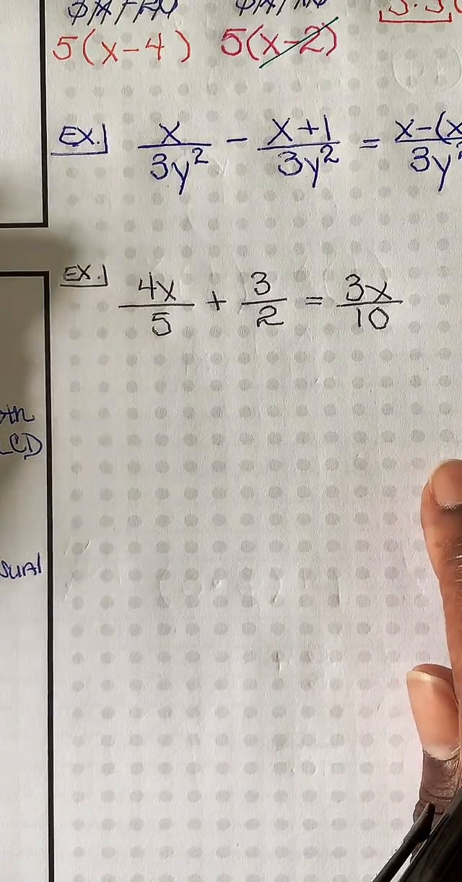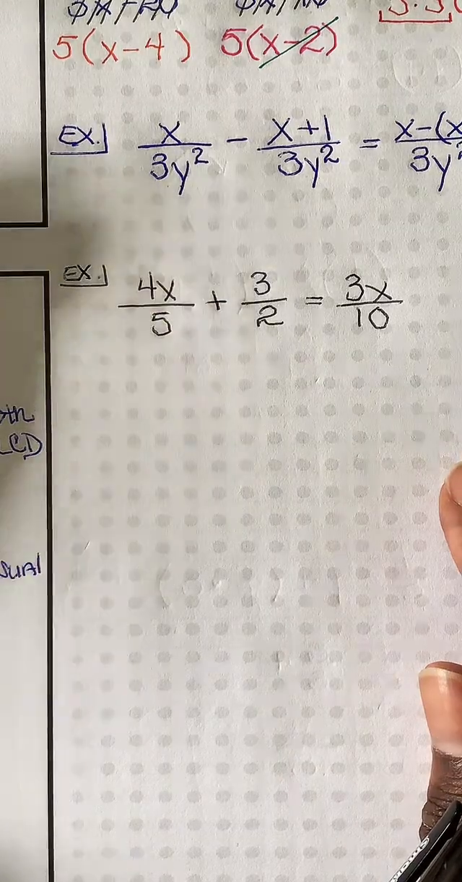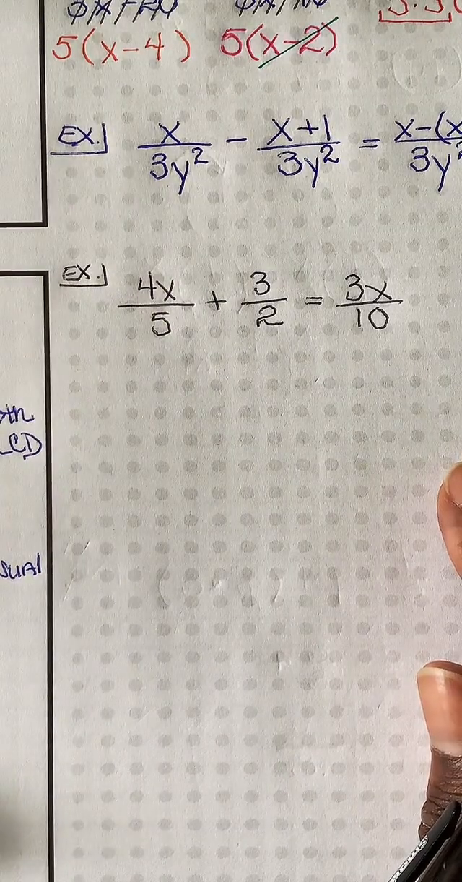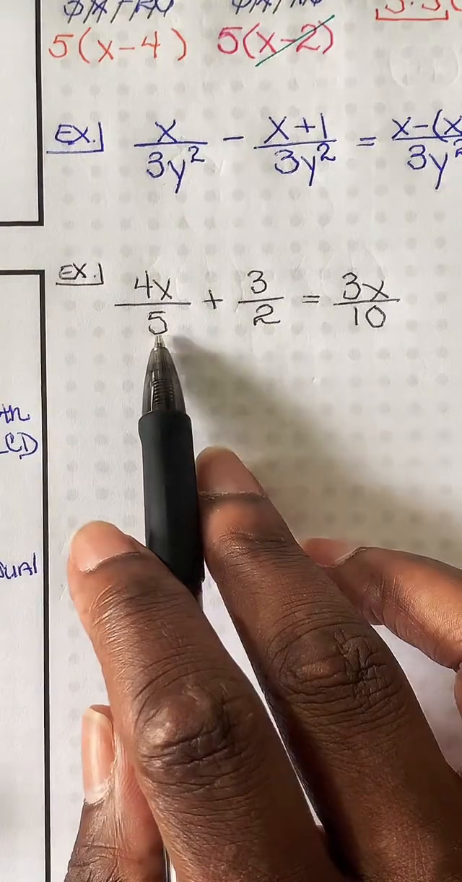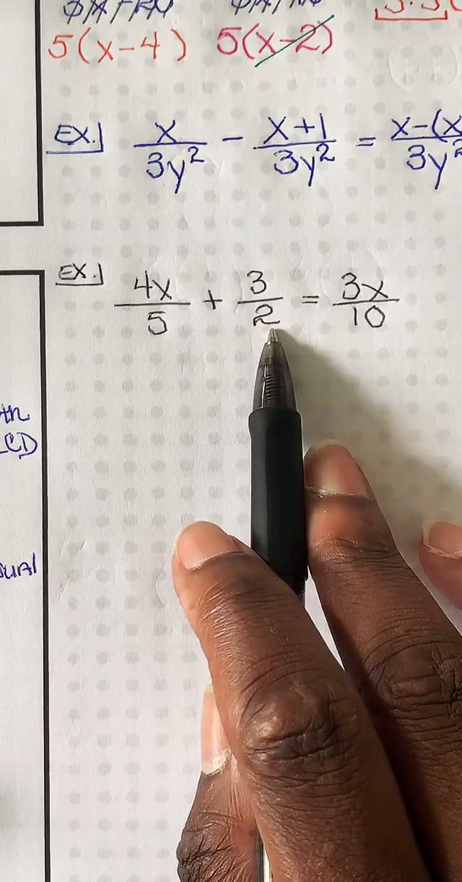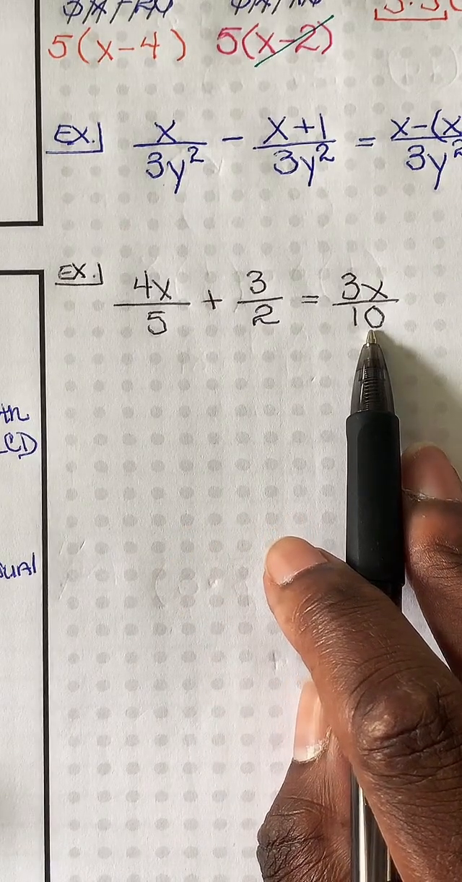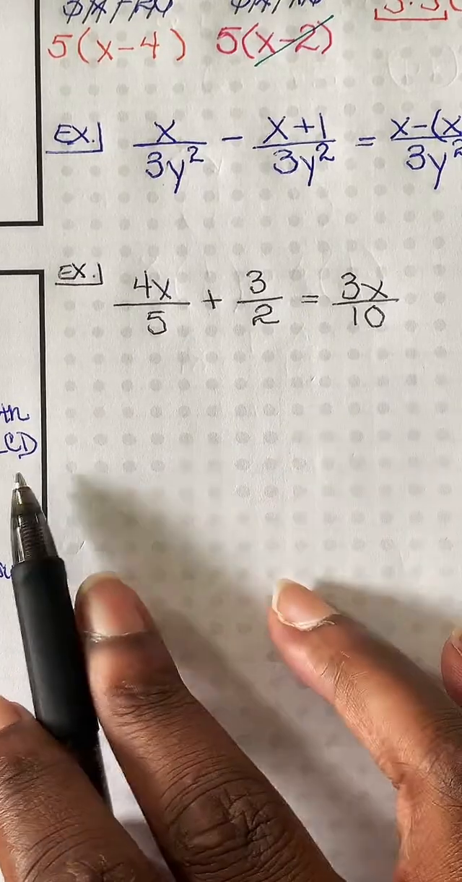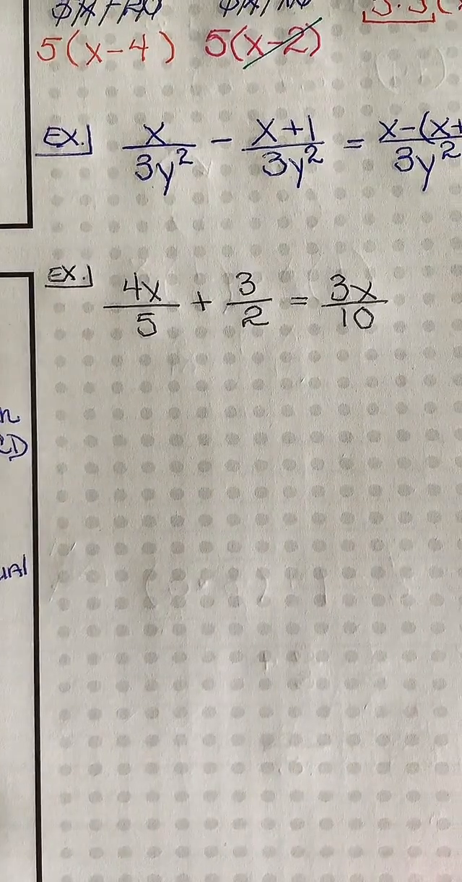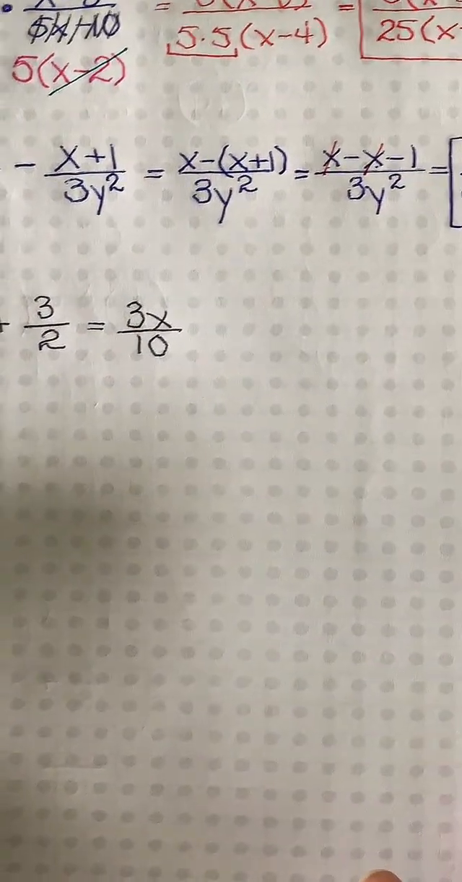So if I were to add or subtract fractions, we need to have a common denominator. So let's take a look at our denominators. We have a 5, we have a 2, and we have a 10. Remember I said that we need the least common denominator. Let me come to the side to show what I'm talking about.